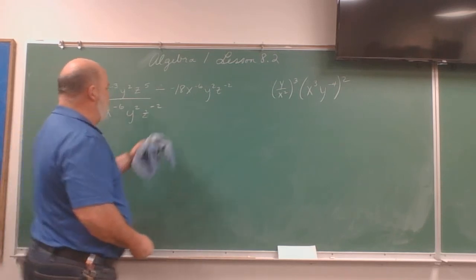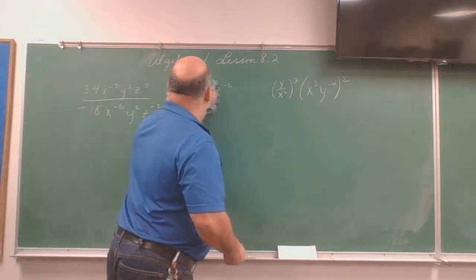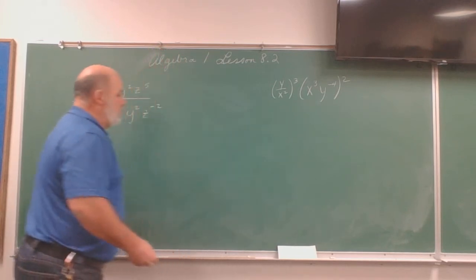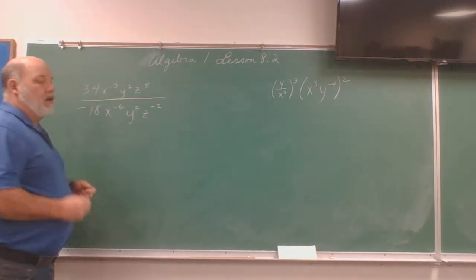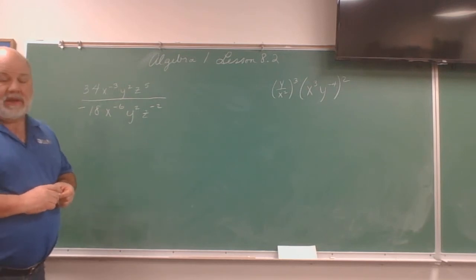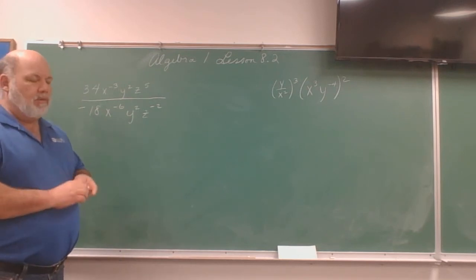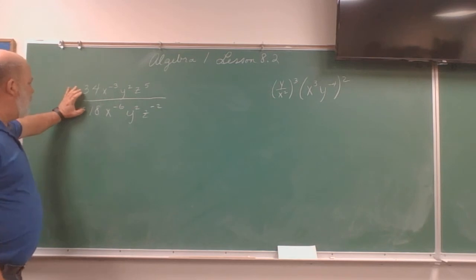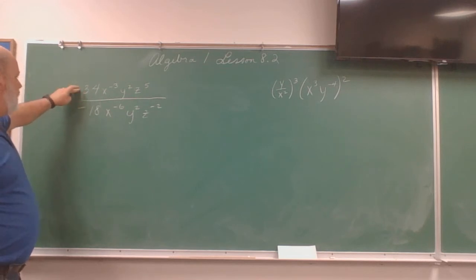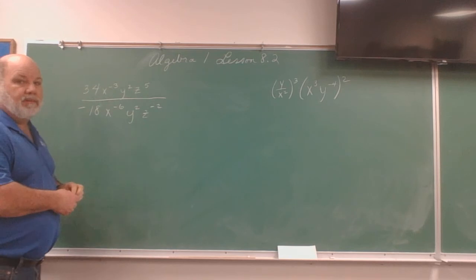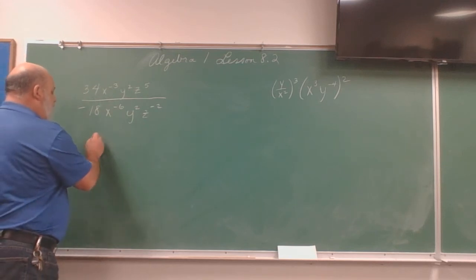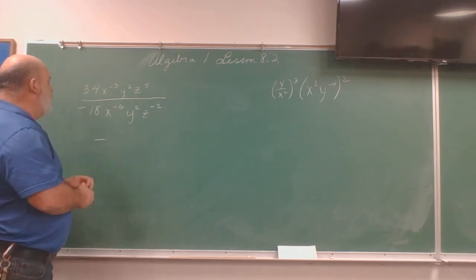Let's go ahead and get rid of this over here. Here it is rewritten. They want all of your powers to be in the numerator. Before we do that, though, we're going to take care of this 34 divided by negative 18. First thing we see is we have a positive divided by a negative. When we have a positive divided by a negative, that means our final answer will be negative.